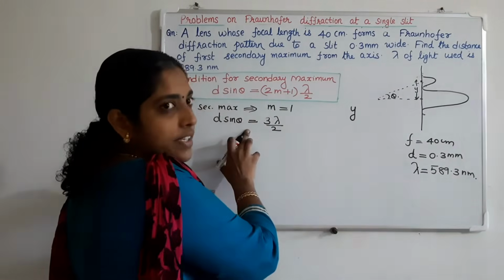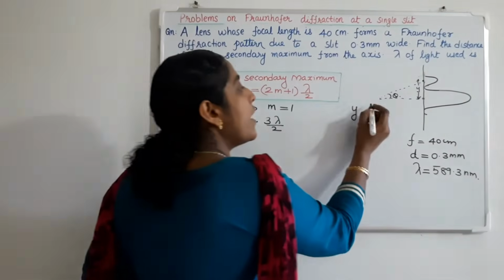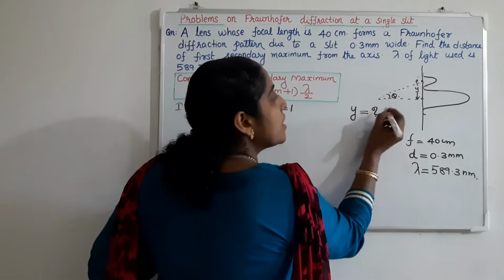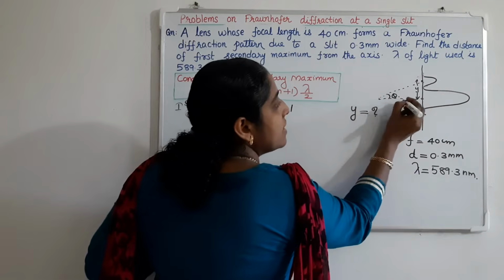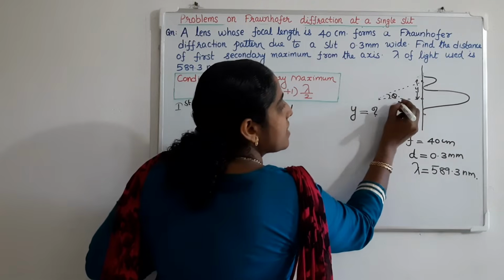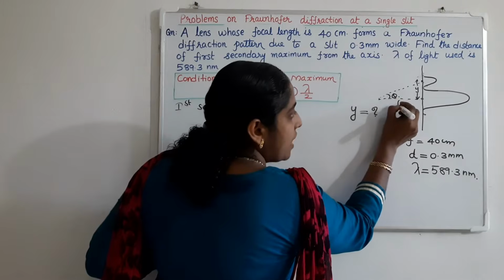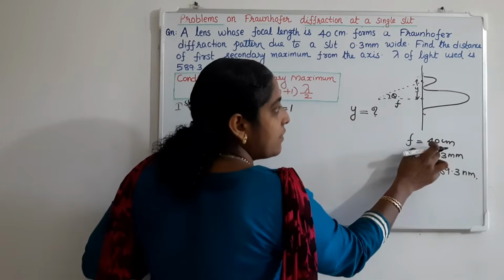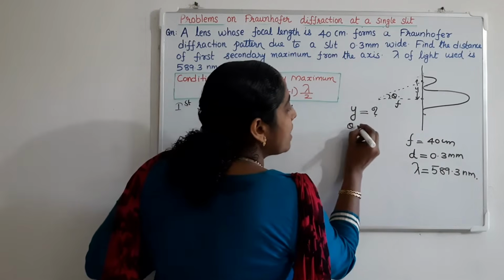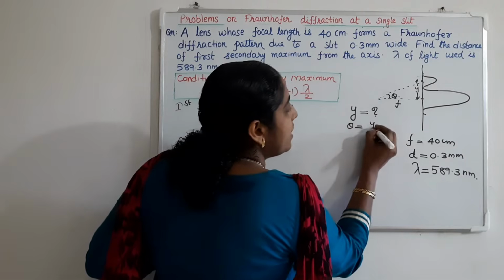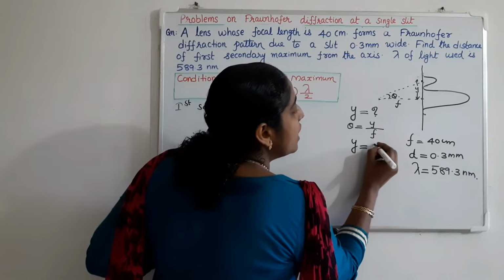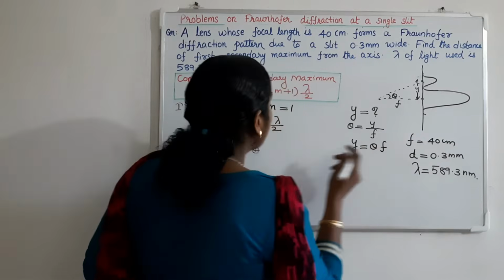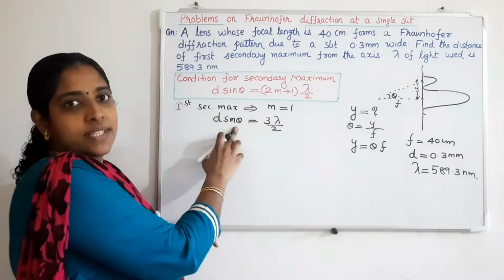In this expression y is not there. But this y we can find out from the concept angle is equal to arc by radius. This distance between the slit and the screen, that is considered as the focal length of the lens, which is given. So angle theta is equal to arc y divided by this f. So y is equal to theta f. So theta we can find out from this expression.